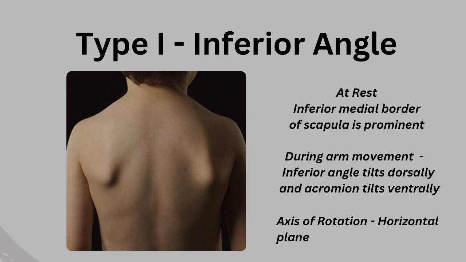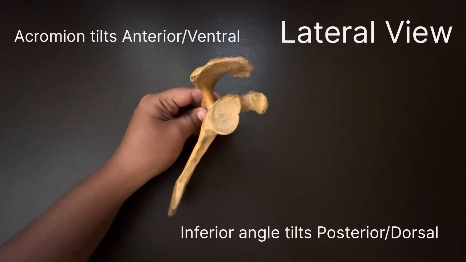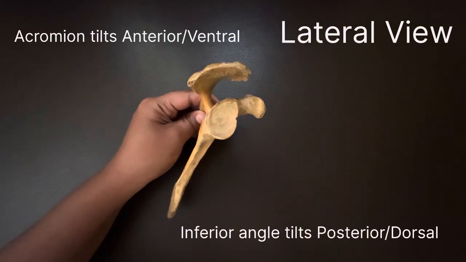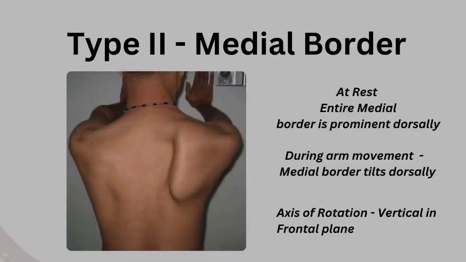Type 1, where the inferior border is prominent. At rest, the inferior medial border of the scapula is prominent. During arm movement, the inferior angle tilts dorsally, as seen in the demonstration, and the acromion tilts anteriorly or ventrally.